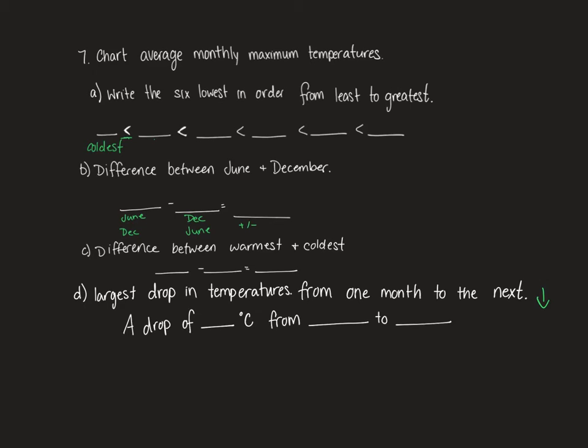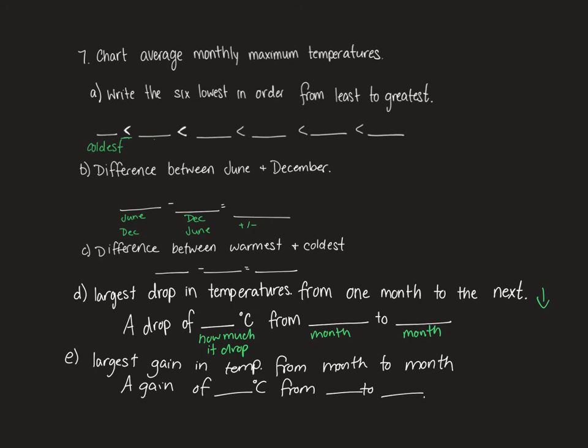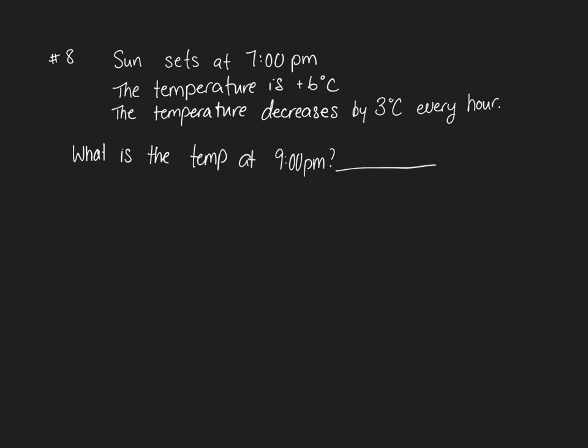So you would put in how much it dropped in the first blank, and then you would say from which month to which month. Part E is basically going to be the reverse of the question. So instead of looking for the biggest drop, you are going to be looking for the biggest rise or gain in temperature from one month to the next. So your temperature goes here from this month to that month.